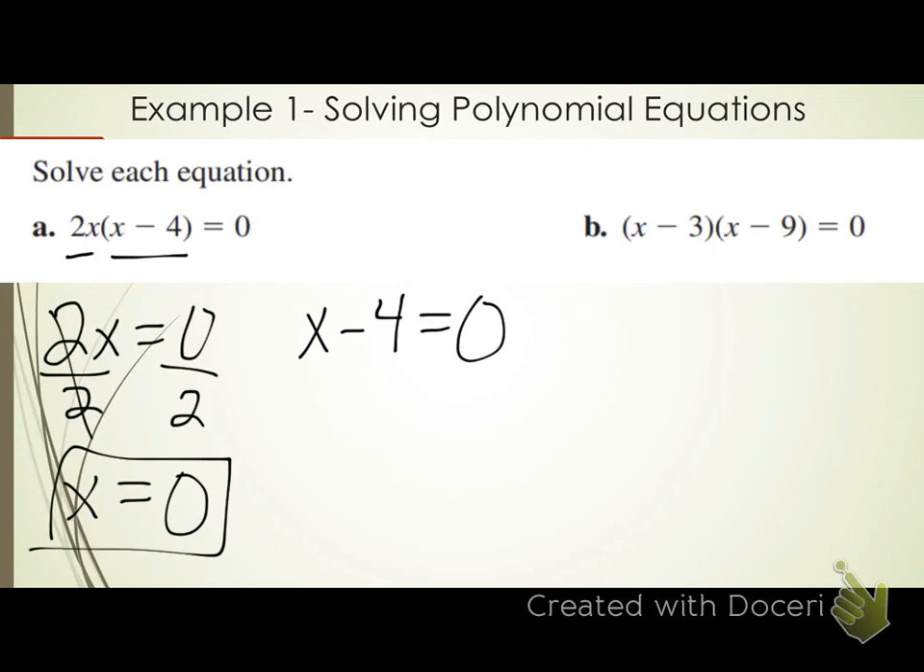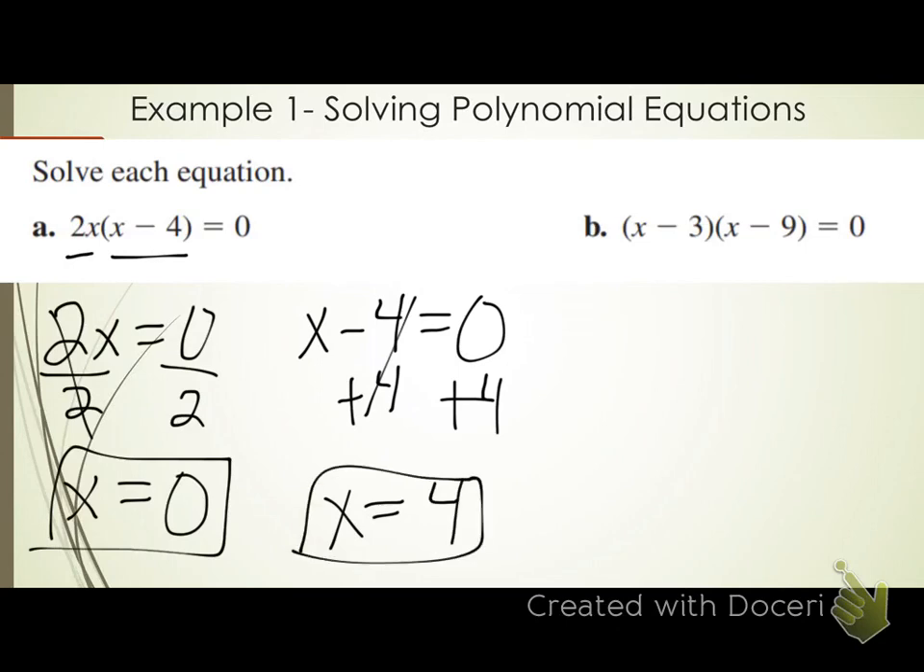Now I've got to solve x minus 4 equals 0. How would I get x by itself? Add 4 to both sides. 0 plus 4? 4. There's my other solution, my other root. And I'm done with the problem.